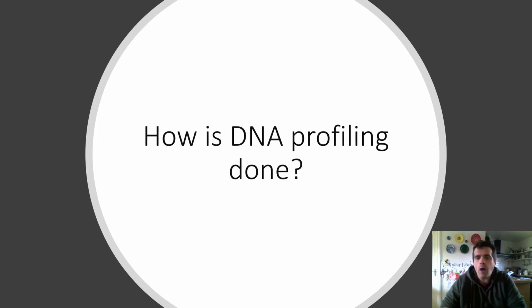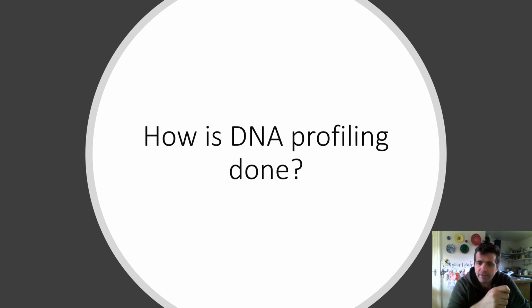So how is DNA profiling done? Well, there are a number of steps involved in this process. We start off with maybe a body fluid. Let's say some blood has been left behind at the crime scene. The first thing is that blood has to be sampled and recovered from the crime scene. This can just be a swab.